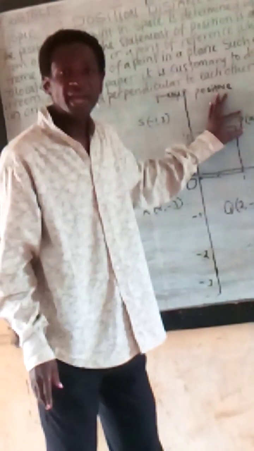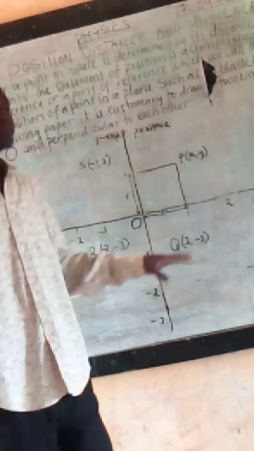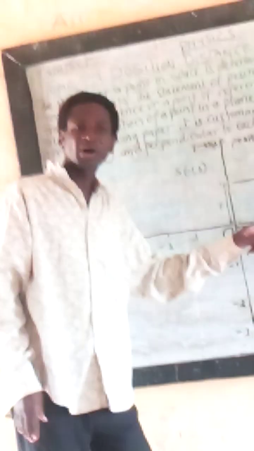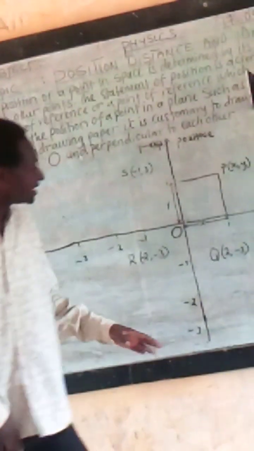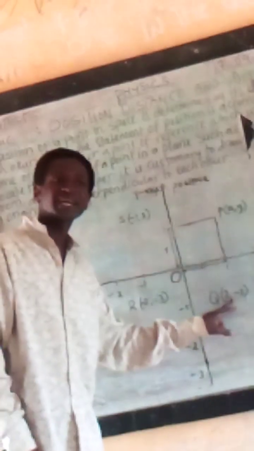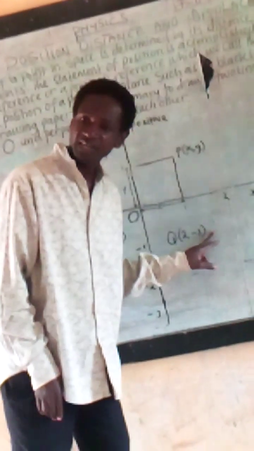For instance, point P is x1 and y1. This simply means P is x1 in the plus x direction and y1 in the plus y direction. While the point Q is 2 and minus 3, simply means Q is 2 units in the plus x direction and 3 units in the minus y direction.